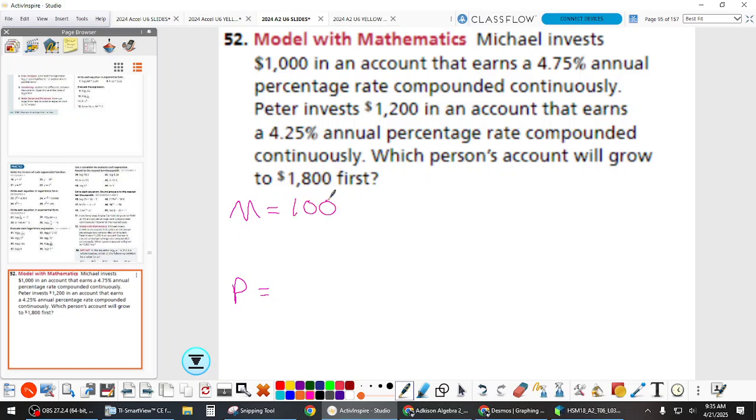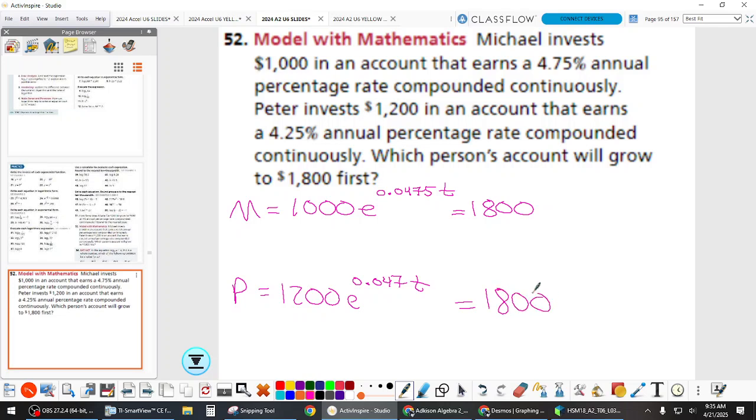1,000 e to the 0.0475t. It has to have a 0.0475 t, okay? And we're setting that equal to 1,800. We're trying to figure out when it will get to $1,800. Okay, P for Peter, 1,200, mostly the same, everything else except for a different rate. Also trying to get to $1,800.